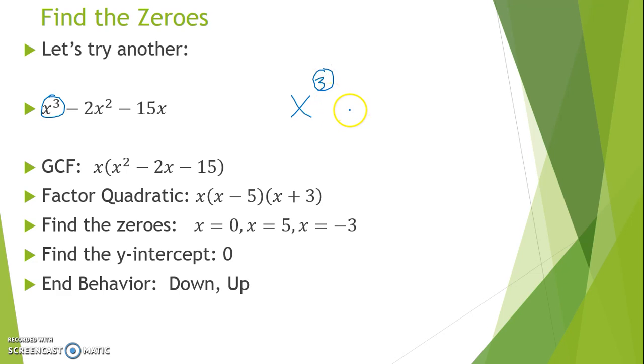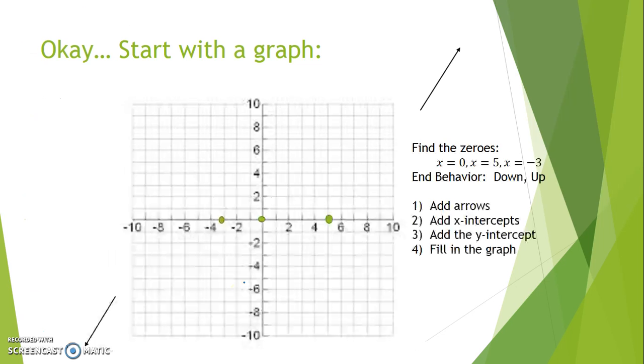So that means that they're both going to be different. And since the sign of this one is positive, since there's nothing written here, that means we're going to be going up from left to right. So that means we get down, up. Okay, now let's graph and see what this looks like.